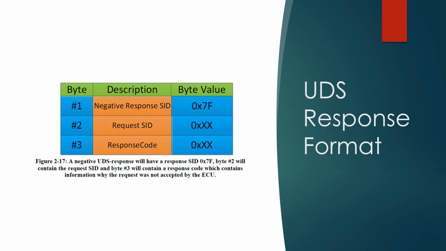For example here, you can see the first one is 7F. Then whatever SID you are sending, that SID will come, and then the specific response code, let's say out of range or whatever we discussed, will be sent. So these are the 3 bytes which are used to understand the negative response code.